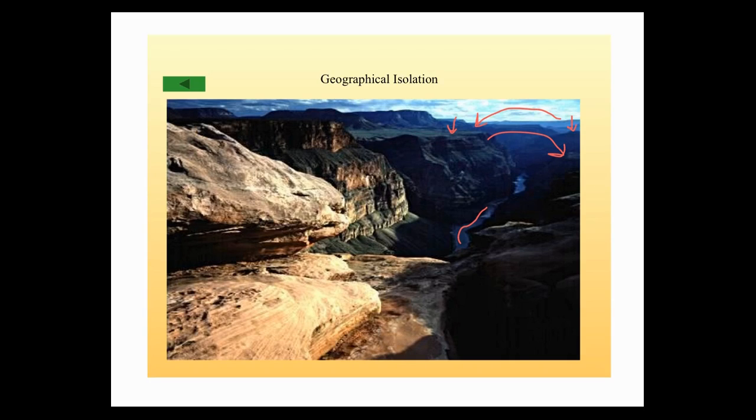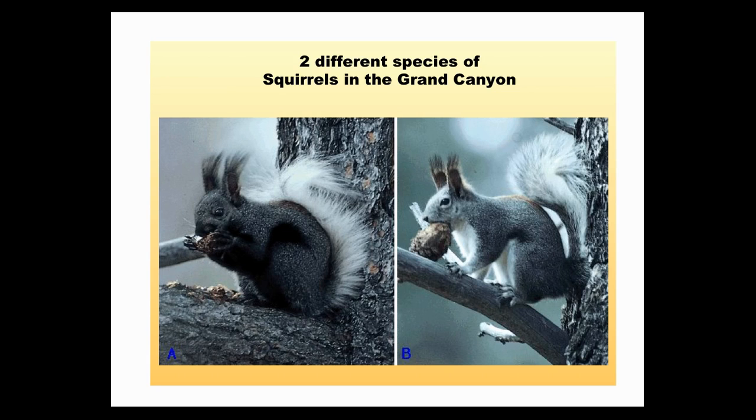They're isolated. Well, over thousands and thousands and thousands of years, those squirrels actually evolved to become two separate species of squirrels. Hey, and there they are. These are the two different species of squirrels in the Grand Canyon. There used to be one species of squirrel.